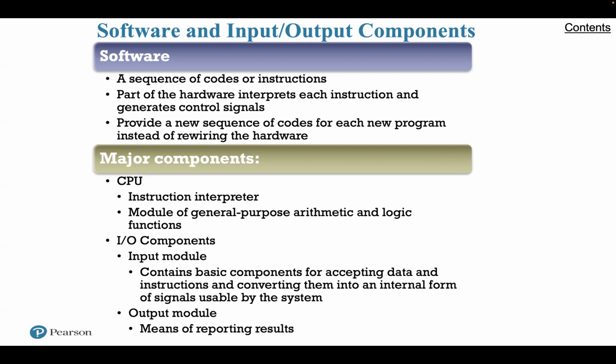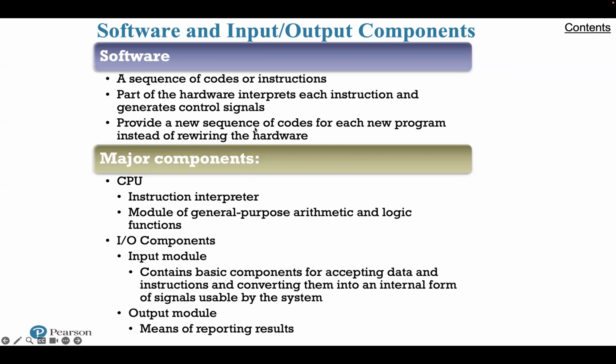Data and instructions must be put into the system. For this, we need some sort of input modules. The module contains basic components for accepting data and instructions in some form and converting them into an internal form of signals usable by the system. A means of reporting results is needed, and this is in the form of an output module. Taken together, these are referred to as the I/O components.